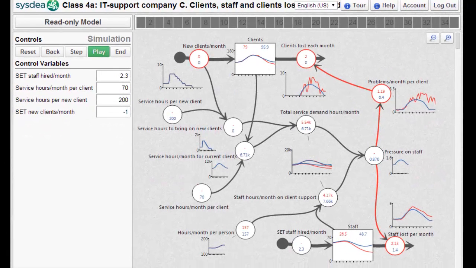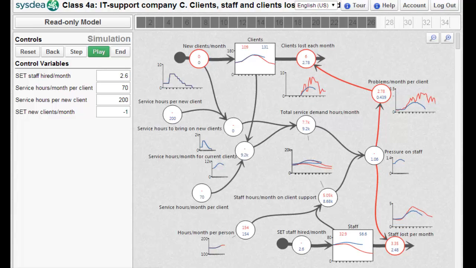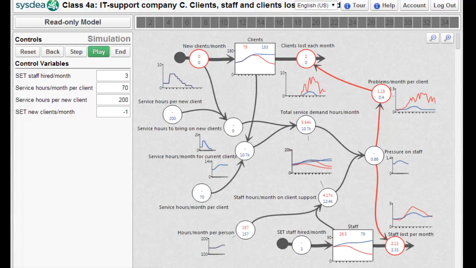So I put in 2.3. That clearly wasn't enough. Point 6 wasn't enough. Anyone got me a number that works? Let's just see if 3 is more than I need. Oh no, I did need 3. I definitely needed 3. Even with 3, I've got a little bit of pressure in the middle, a little bit of client losses in the middle there as well. We eventually kind of catch up, but it's 3 point something, I think, to get there.